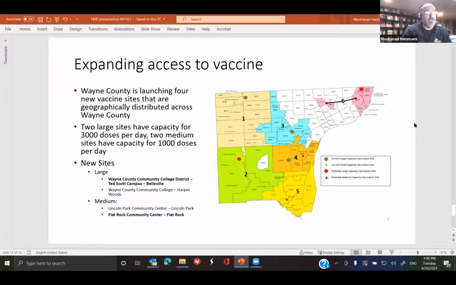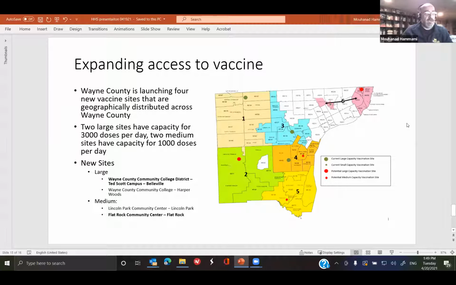So we are launching 4 new vaccine sites. We are labeling them as large and medium. The large has a capacity of administering 3,000 doses per day, and the medium has the capacity of administering 1,000 doses per day. This has to do with the facility type and the facility capacity.